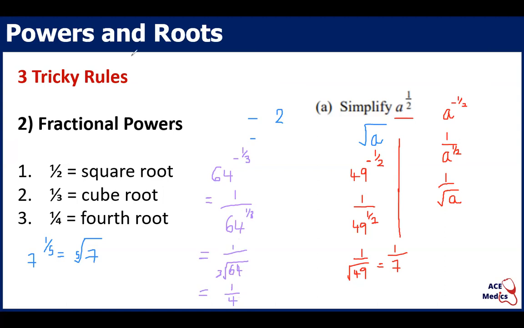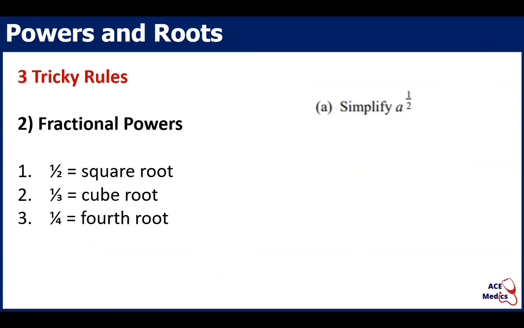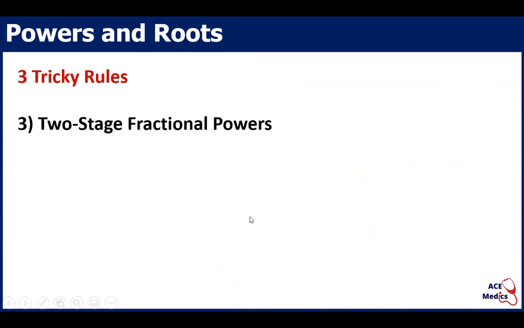Brilliant, guys. Well done. If anyone's got any questions about that, pop it in the chat and we can go over it again. But our third tricky rule, which is definitely the trickiest, is two-stage fractional powers. So when we have something like 64 to the power of 5/6, nice and easy. I'm going to write it a bit different. We're going to write it up here because I prefer my writing to it being on a screen. So 64 to the power of 5/6.